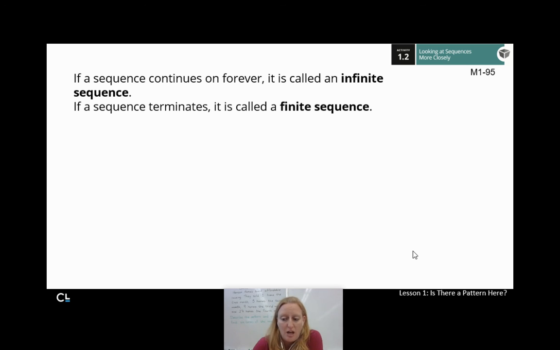If a sequence terminates, it's done. It has a spot like, you can't go past that point. If a sequence terminates, it's called a finite sequence. So if it goes forever and ever, it's an infinite sequence. If there comes a point where you're like, I can't keep that pattern going anymore, then it becomes a finite sequence.